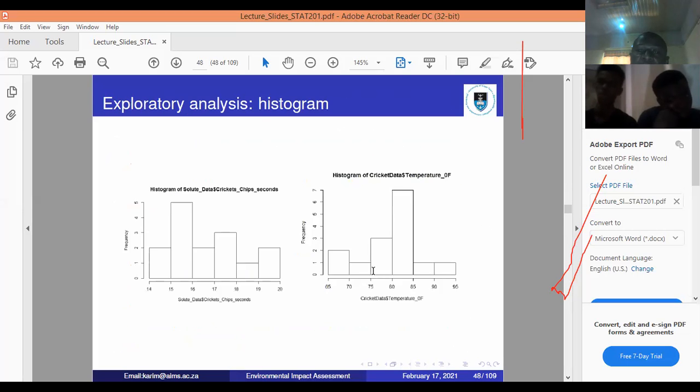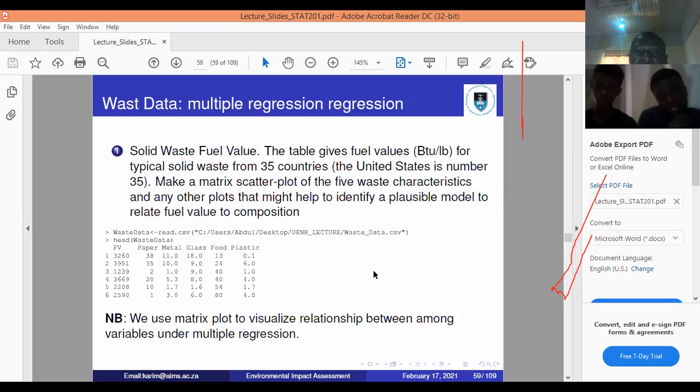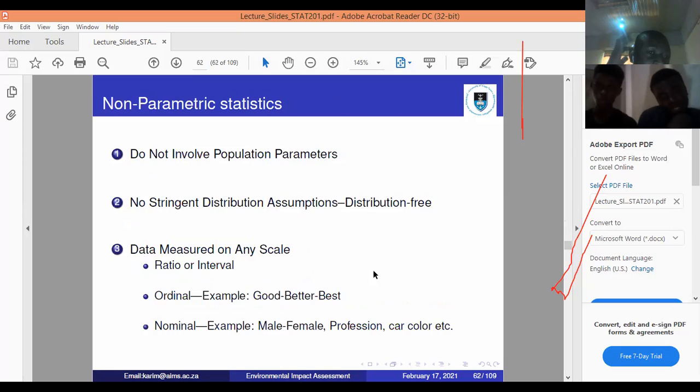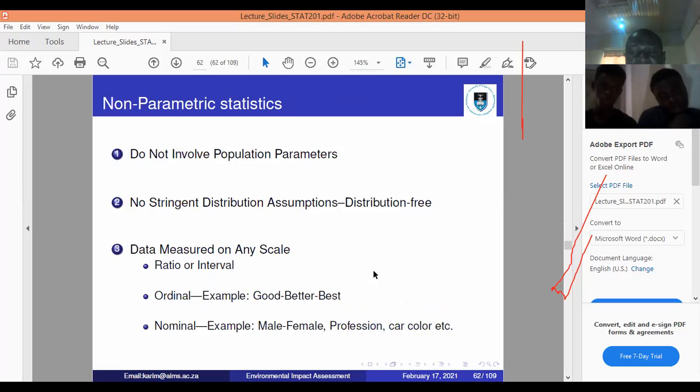Because the models, methods or statistical tools that we are going to look at do not have to rely on the distribution of the data, we call them non-parametrics. So we are going to look at non-parametric statistics. Under non-parametric statistics, we don't have to assume the distribution of the data. We don't have to know whether the data has a normal, Poisson or binomial distribution before we can begin to estimate the parameters.